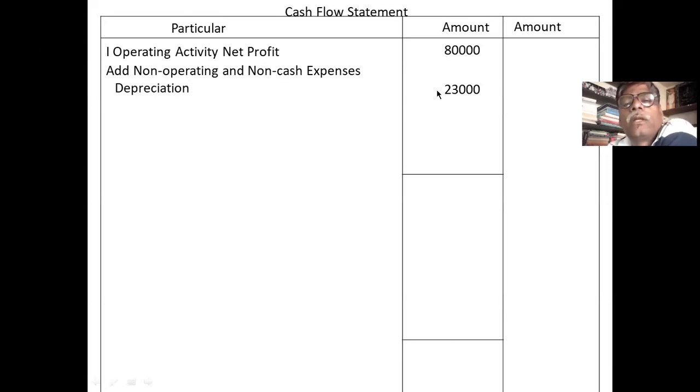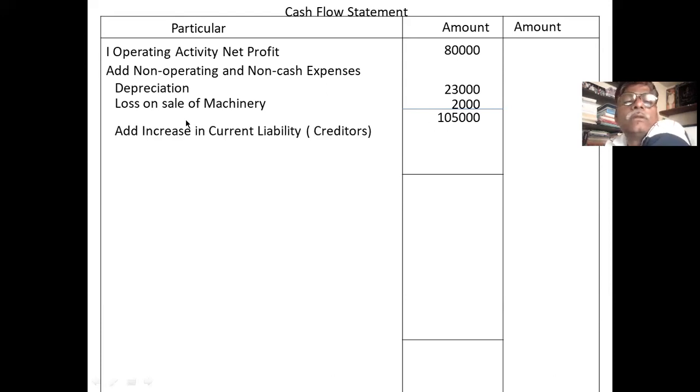Add provision for depreciation, non-operating expense. 23,000 provision for depreciation you take. Then loss on sale of machinery is there. That is 2,000. Okay, 2,000 is the loss on sale of machinery. So you take the total of this. This is 1,05,000. 1,05,000 is the cash from operation, that is funds from operation.